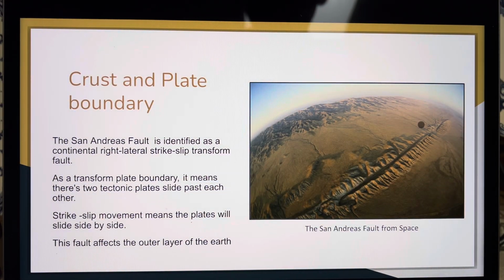For the crust and plate boundary, the San Andreas Fault is identified as a continental right lateral strike slip transform fault. As a transform plate boundary, it means that two tectonic plates slide past each other, and strike slip movement means the plates slide side by side. This will affect the outer layer of the Earth.